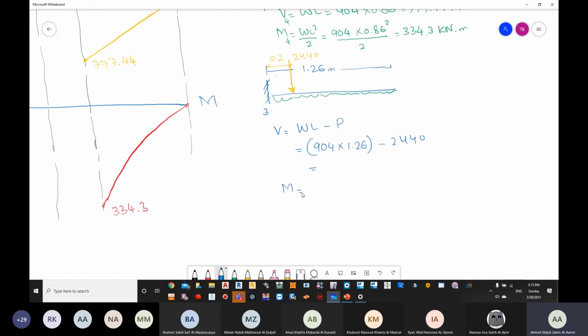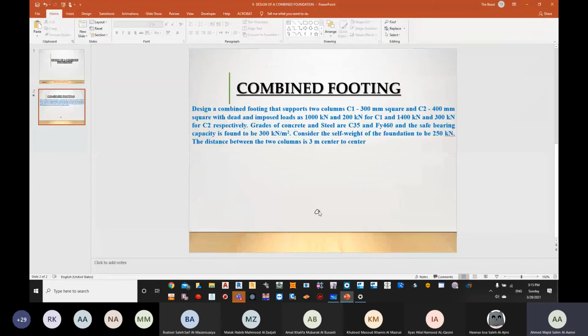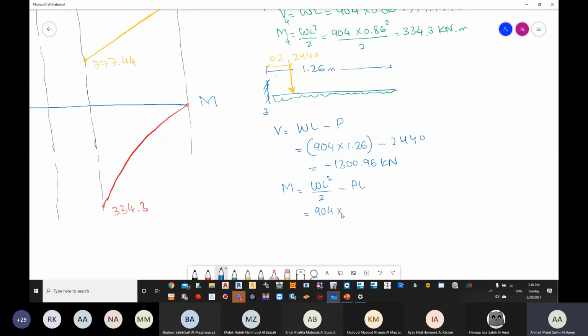For the moment, for the UDL, my moment is WL square over 2. For my point load, it is force into distance, so P into L. We have this one as 1,300.96 kilonewton. What about the moment? The moment is 904 multiplied by the distance, which is 1.26 squared, divided by 2 minus 2,440 multiplied by 0.2. How much is your moment?